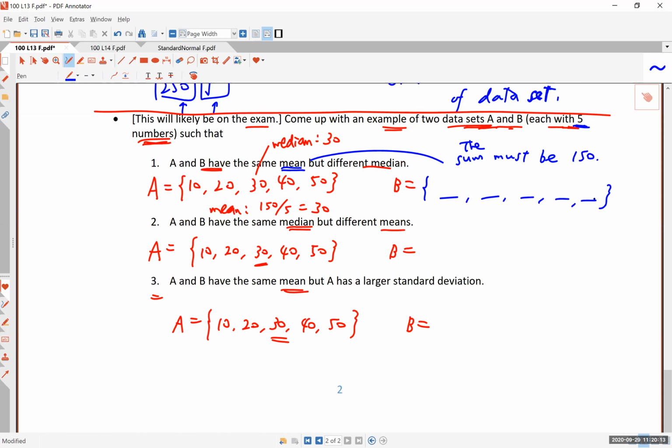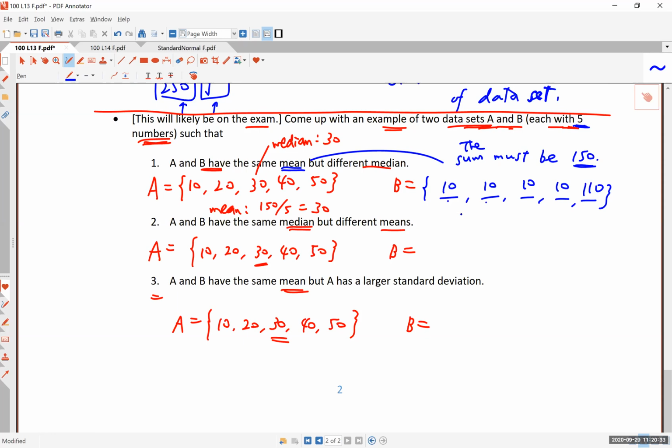Okay, so how can I do that? Well, it's pretty simple. I can do 10, 10, 10, 10. Now remember the sum has to be 150. So then the last one could be 110, right? So it goes 1, 2, 3, 4, that's 40, plus 110 is 150.